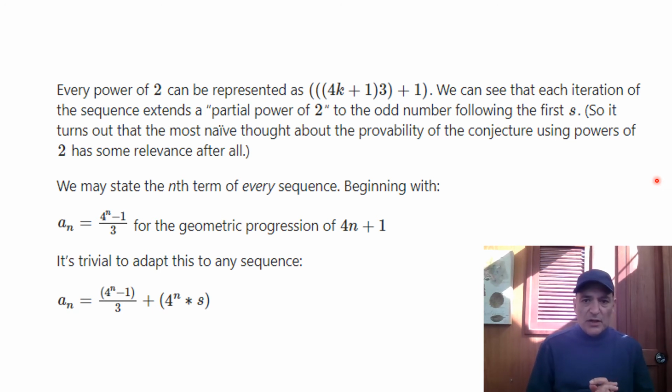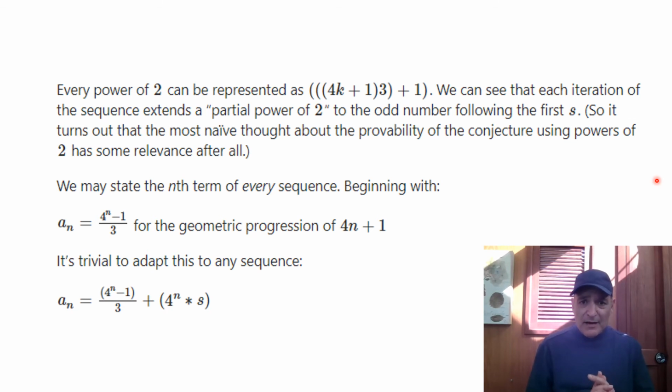When you do this, you see with each case that it's proceeding to the odd number following the first odd number of the hypothetical sequence. So this is a very nice finding, and actually inevitably takes you to 1. So it turns out that the most naive thought about the provability of a conjecture, which newbies have concerning powers of 2, has a lot of relevance after all.